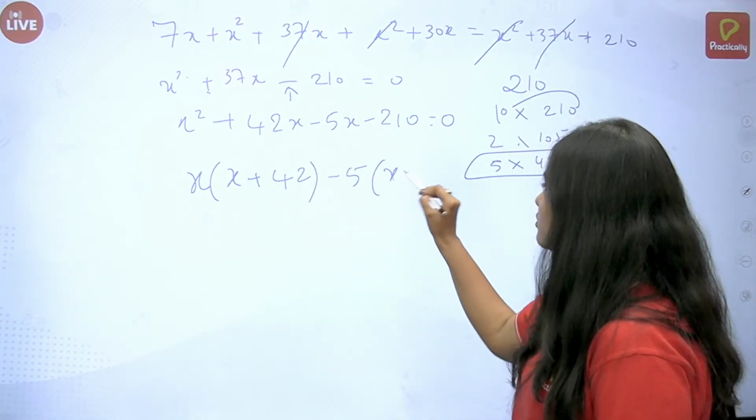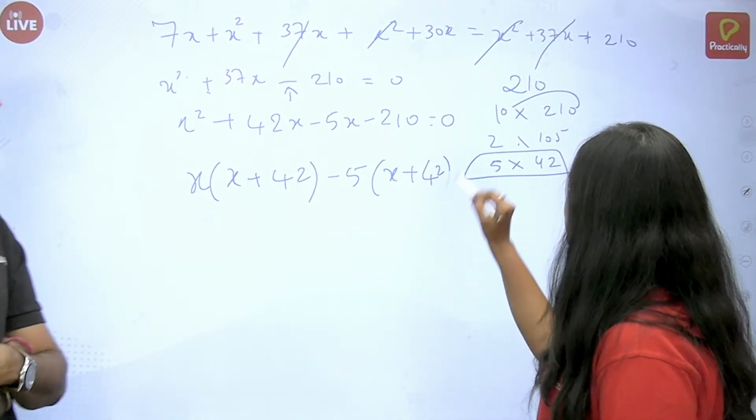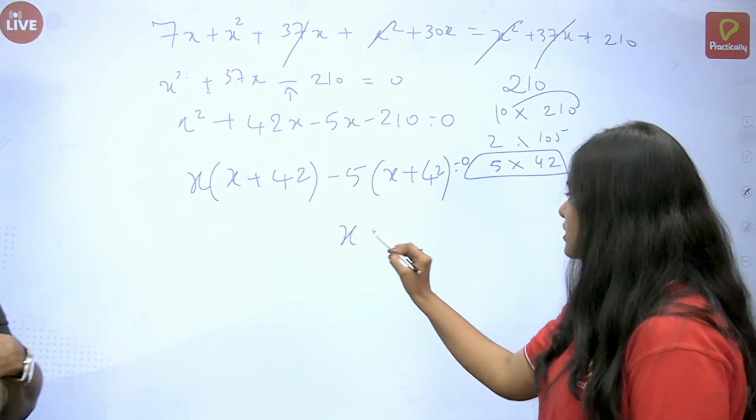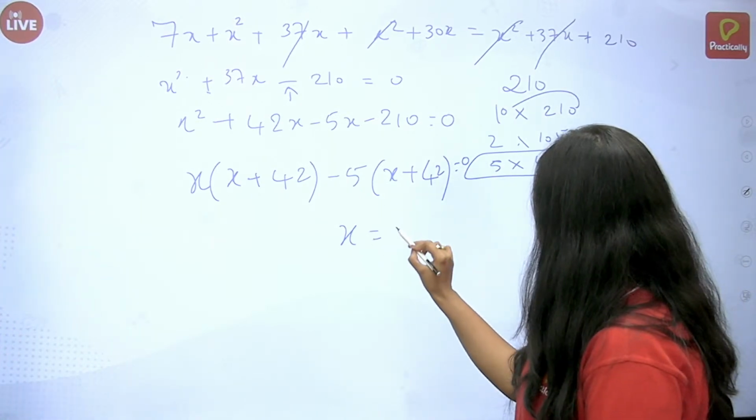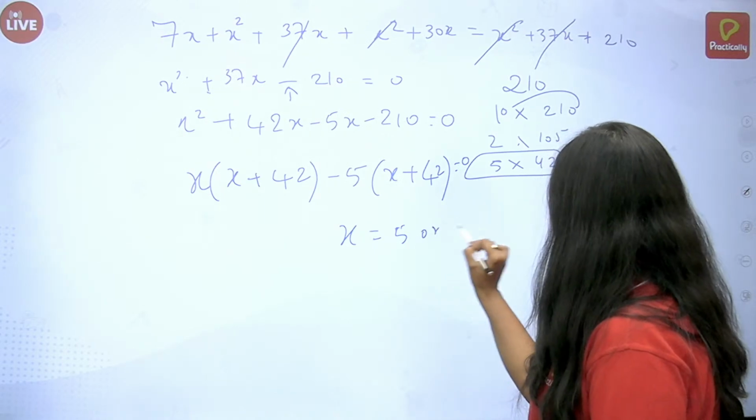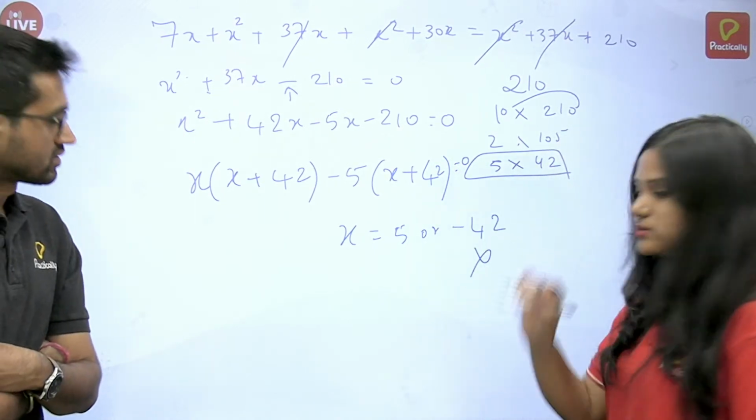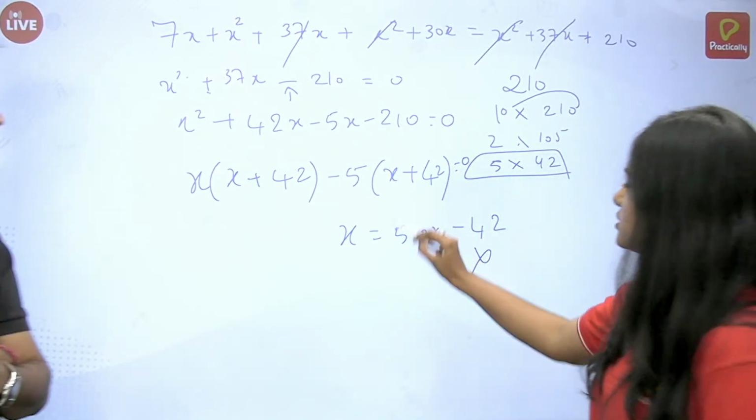So it will be 5 only, because here it is getting minus 40. And x cannot be negative because it is the radius. Yes. Okay. x is equal to 5 or minus 42, so we cannot take this. Why? Because it is a length. So it is 5.